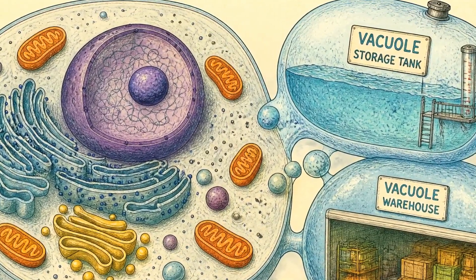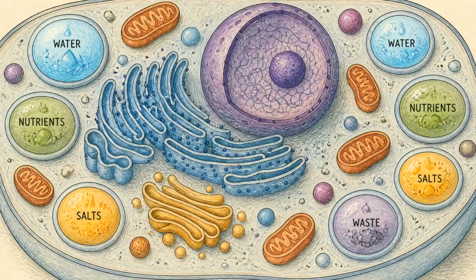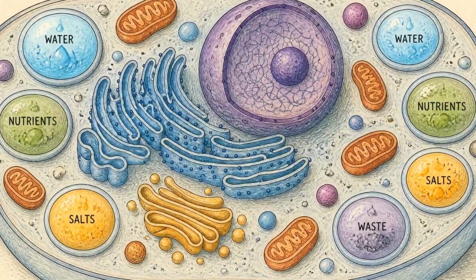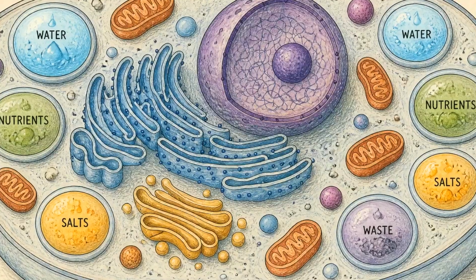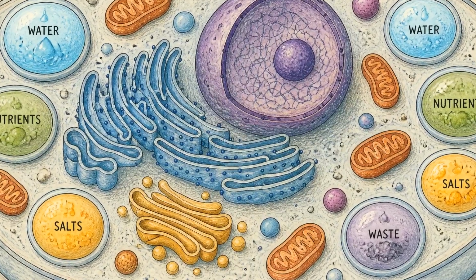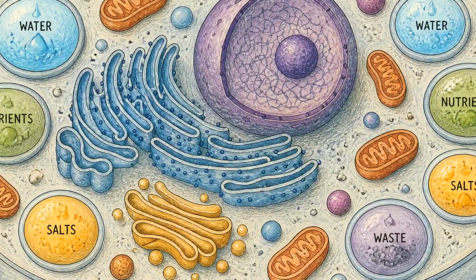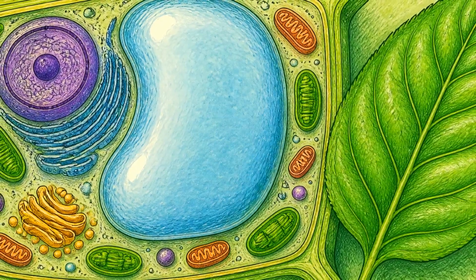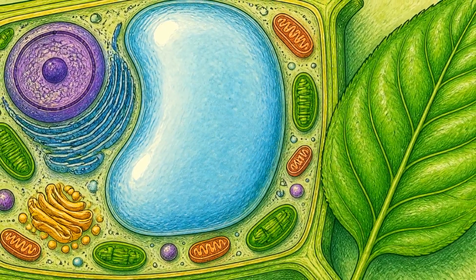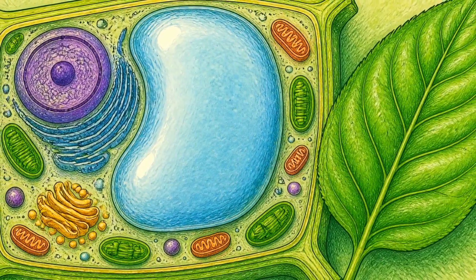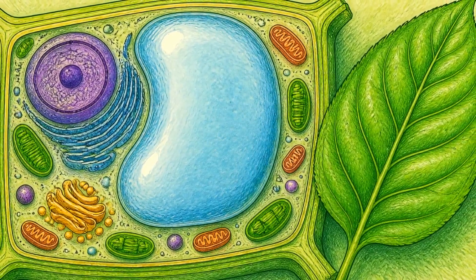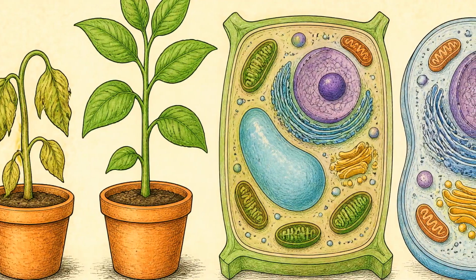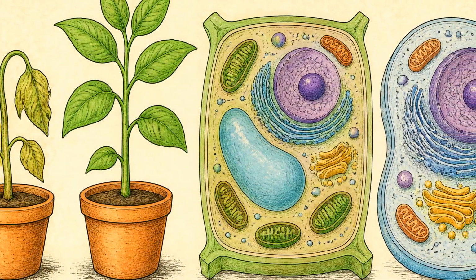Vacuoles are storage compartments. They hold water, nutrients, salts, and waste products. Animal cells usually contain several small vacuoles. Plant cells, however, often have one massive central vacuole that stores water and helps keep the plant rigid and standing upright. Without that water pressure, many plants would quickly die.